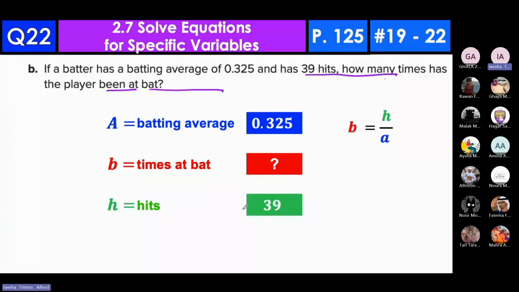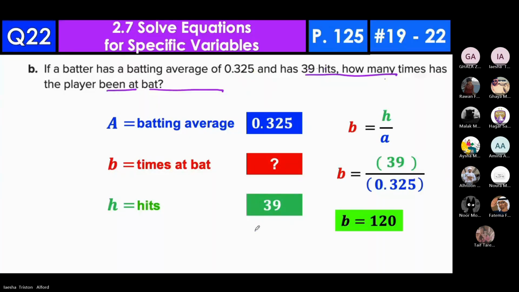Get the formula you got from part A. You're not writing H, put parentheses. You're not writing A, put parentheses. Then put the number inside. This one, you just divide. You're going to get B is equal to 120.